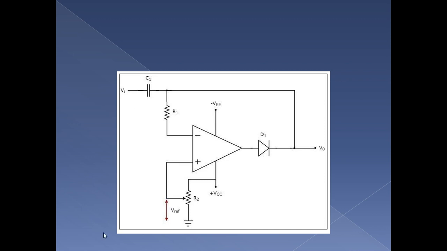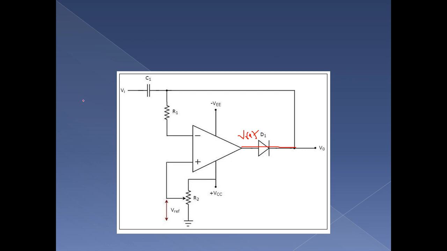Initially, consider that there is no input Vi. In that condition the capacitor will not hold any charge, so the capacitor voltage will be zero, and we are giving the reference voltage alone. Under such a condition, the positive V reference will appear at the output. It is a positive voltage, so the diode will get forward biased, and I will be getting V0 as V reference.